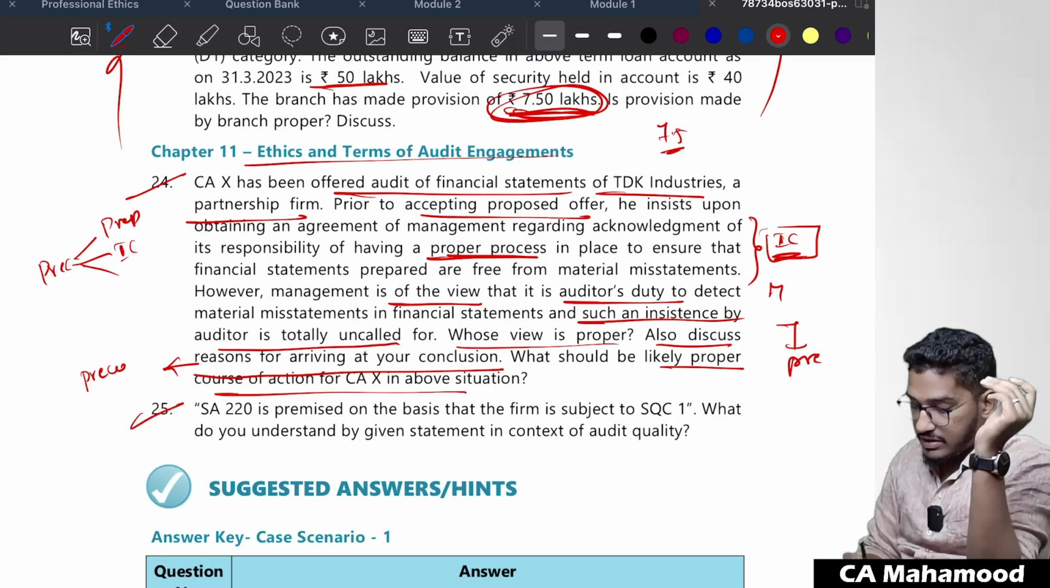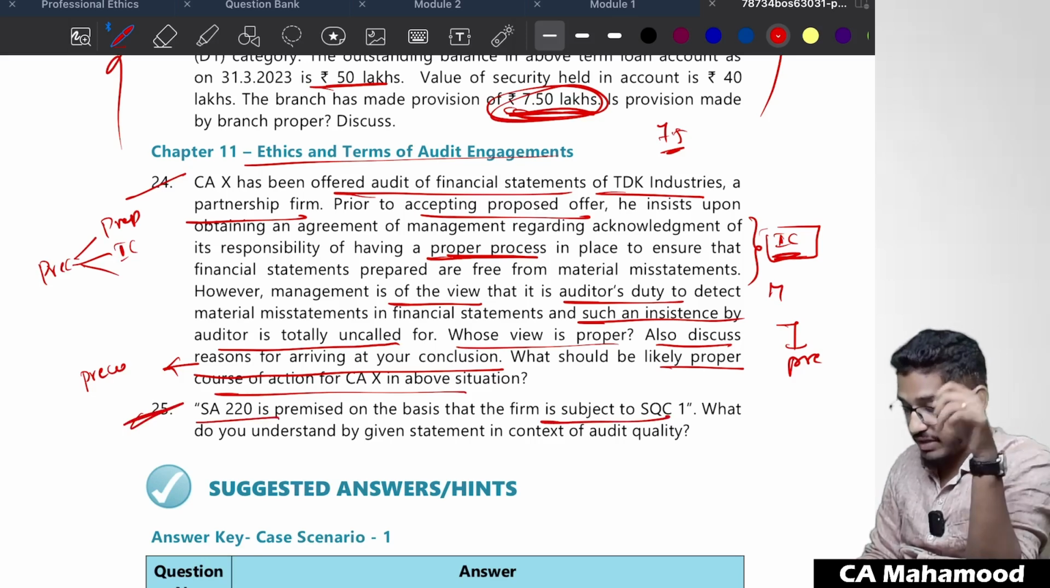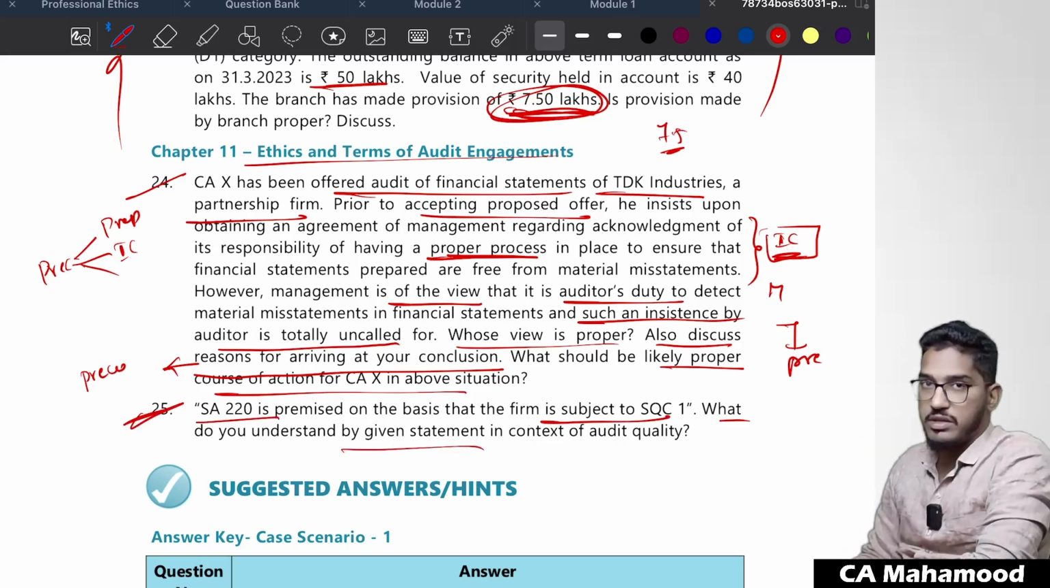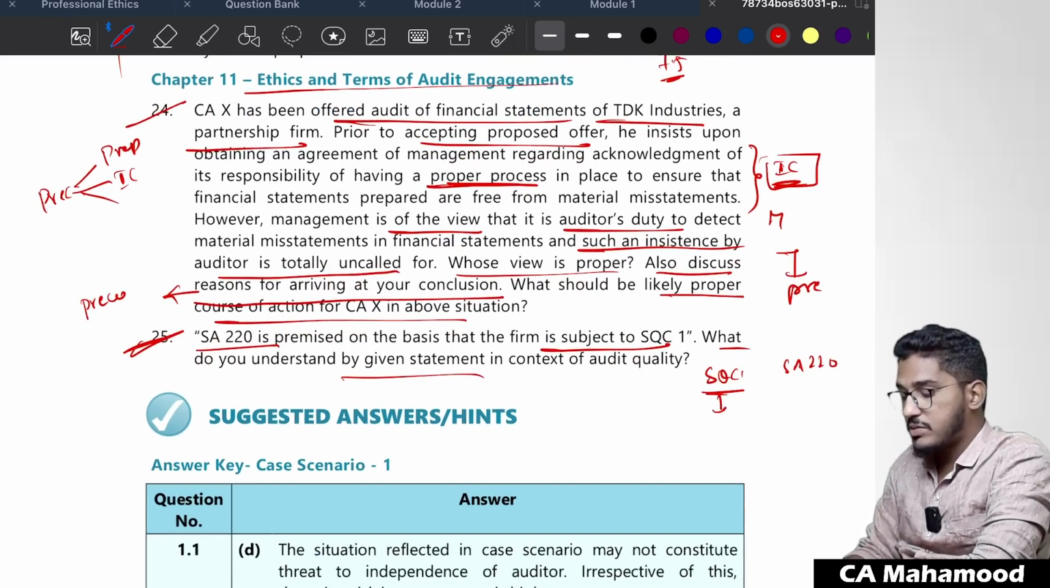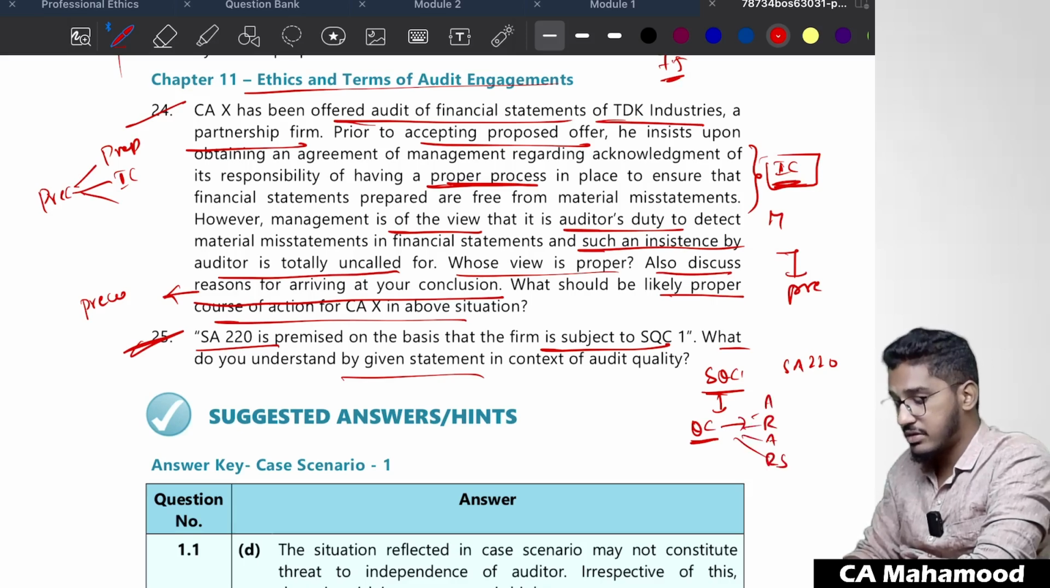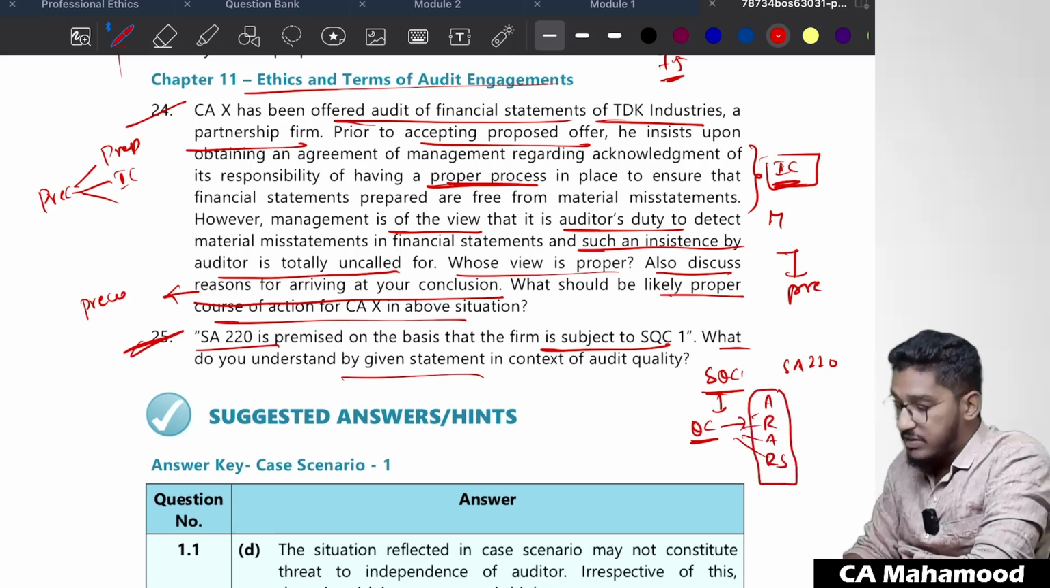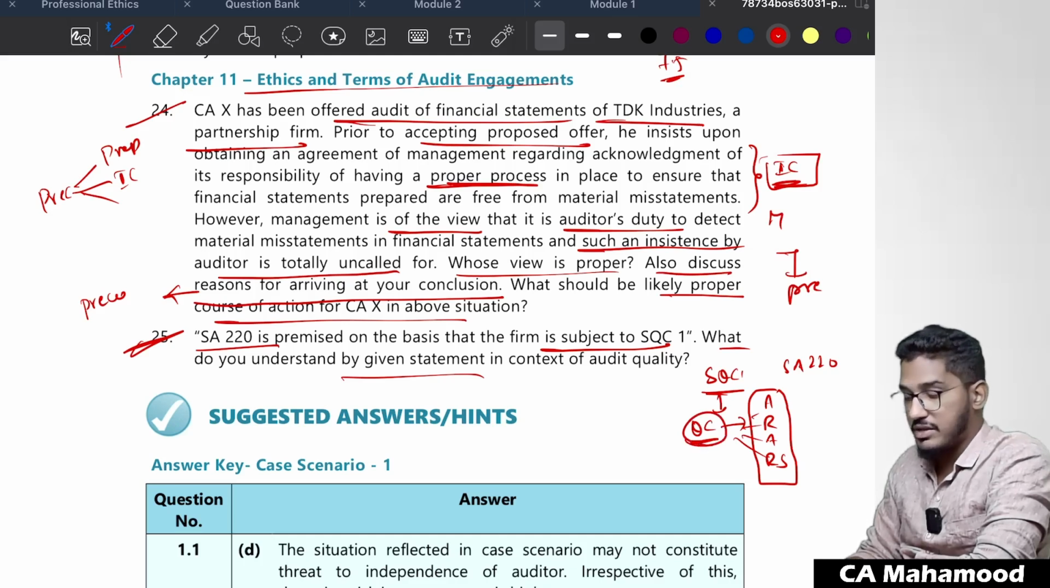Next one, second question. SA 220 is premised on the basis that the firm is subject to SQC 1. What do you understand by the given statement? We have two standards regarding quality, one is SQC 1 and the other is SA 220. SQC 1 talks about quality control at the firm level for all kinds of engagements, whether you do audit, review, assurance, or related services. For all kinds of engagements, how to maintain quality, that SQC 1 says.